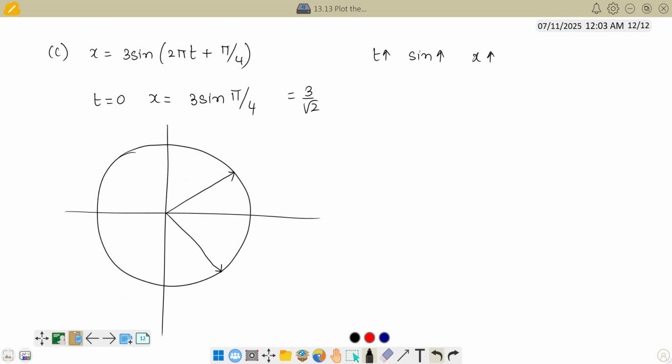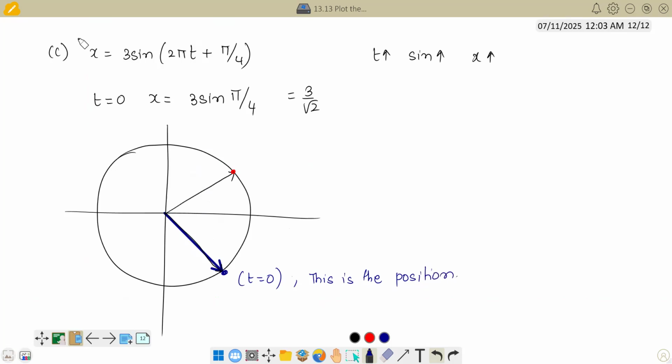So in the anti-clockwise direction, x increasing means, in this arrow, if I take it, as we are going in this way, its projection is decreasing. So this can't be the answer. The correct one would be this one, because as we are going in this way, its projection is also going towards the right extreme. So this is the correct position. So at t equal to 0, this is the position.